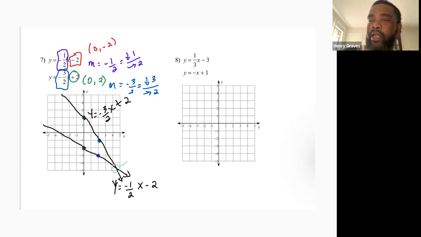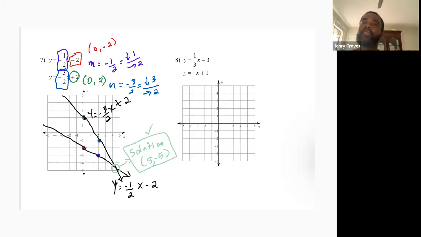So I'm just going to estimate that my solution is at about 5, negative 5. Again, I'm not really concerned about the numbers, just seeing that you know how to graph and to make sure that the lines intersect, okay? That is the end of this video.